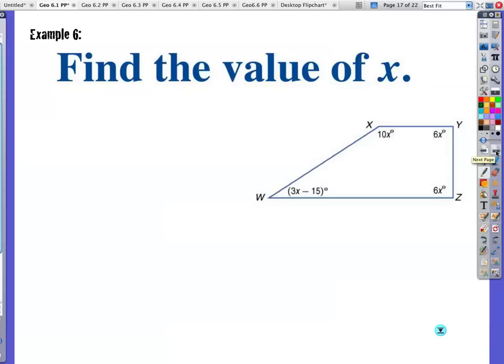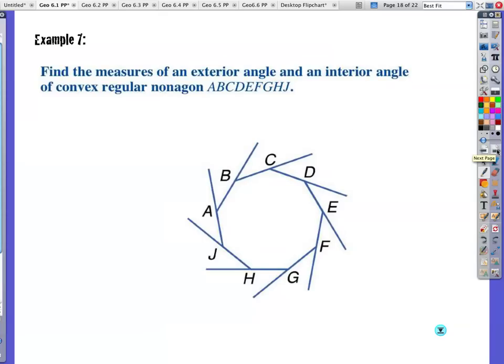Example 6, find the value of x. Once again, I have a quadrilateral. I am going to let you, because this is so similar to the one before it, do this as your little homework. Figure it out on your own kind of problem. We'll double check in class, make sure you've gotten it. And here, we'll do example 7 now.